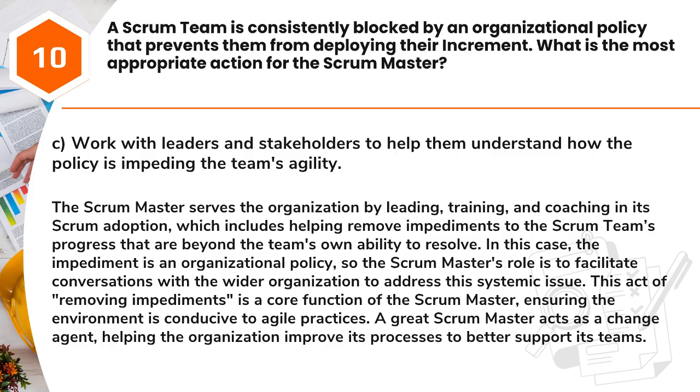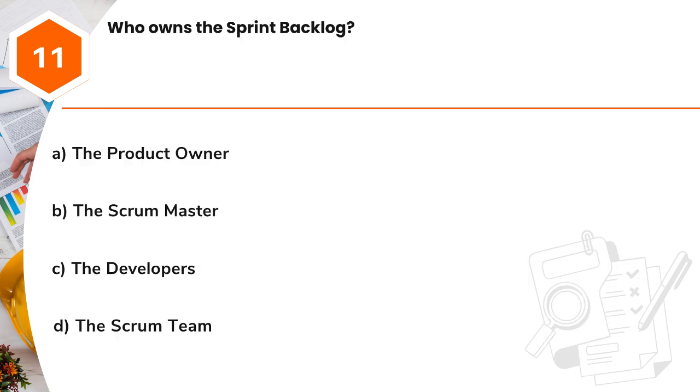This act of removing impediments is a core function of the Scrum Master, ensuring the environment is conducive to agile practices. A great Scrum Master acts as a change agent, helping the organization improve its processes to better support its teams. Question 11. Who owns the sprint backlog?